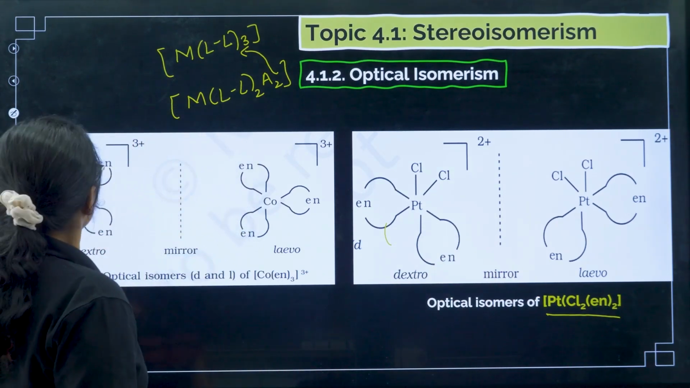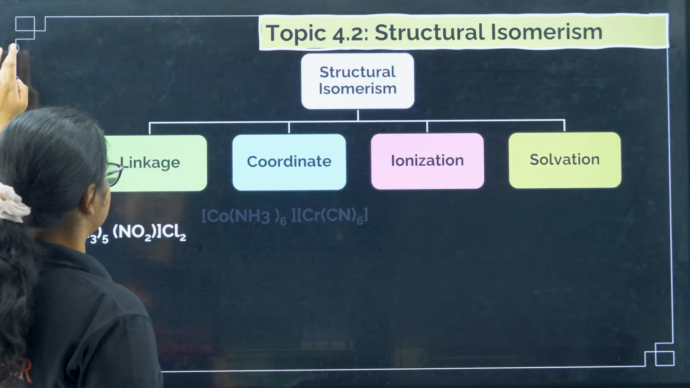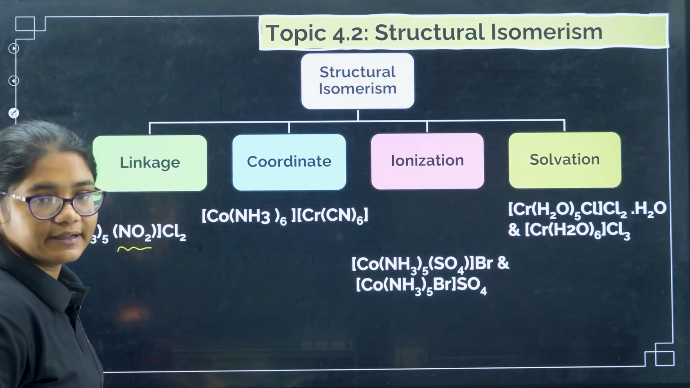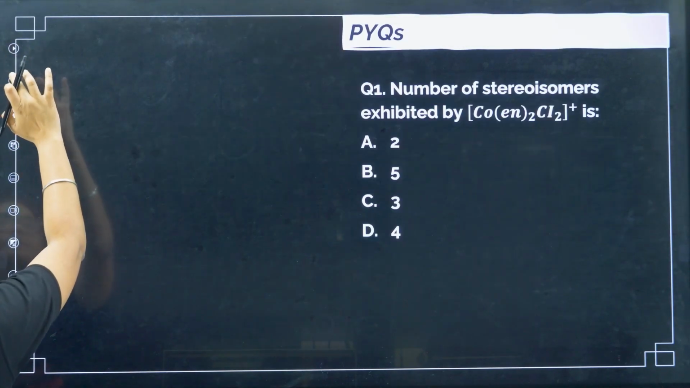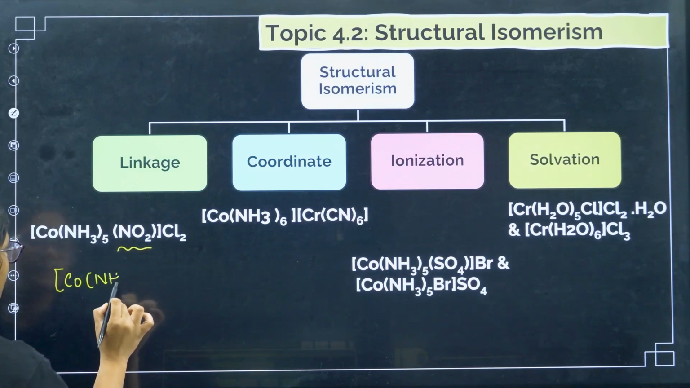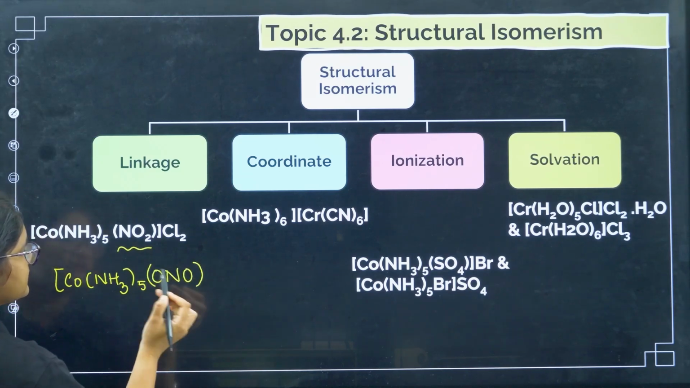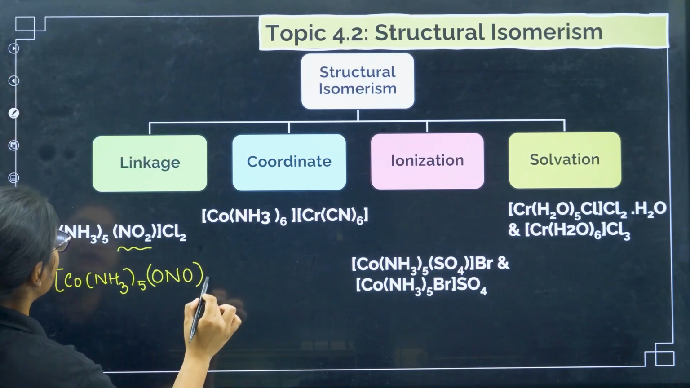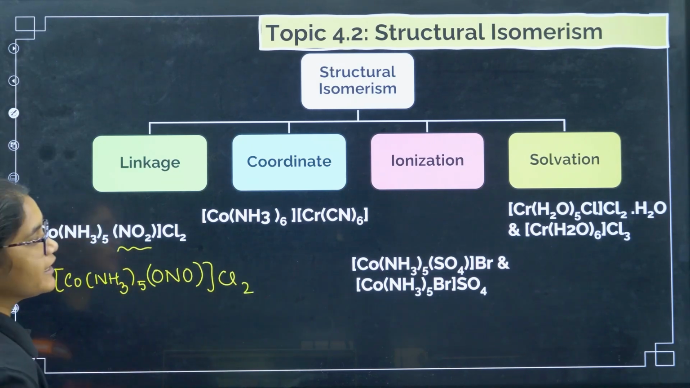Okay, fine. Now we'll go to structural isomerism. This structural isomerism is of 4 types. We have linkage isomerism. For linkage isomerism, I need one ambidentate ligand. So here if you see, when I write NO2, nitrogen is bonding, and now if I want to write the linkage isomer of this one, it will be like this, with 5 ammonia. NO2 can form a bond like ONO instead of NO2. Oh, sorry, this 2 is not required. Yes, and then we have Cl2. Okay, so this is called linkage isomerism.